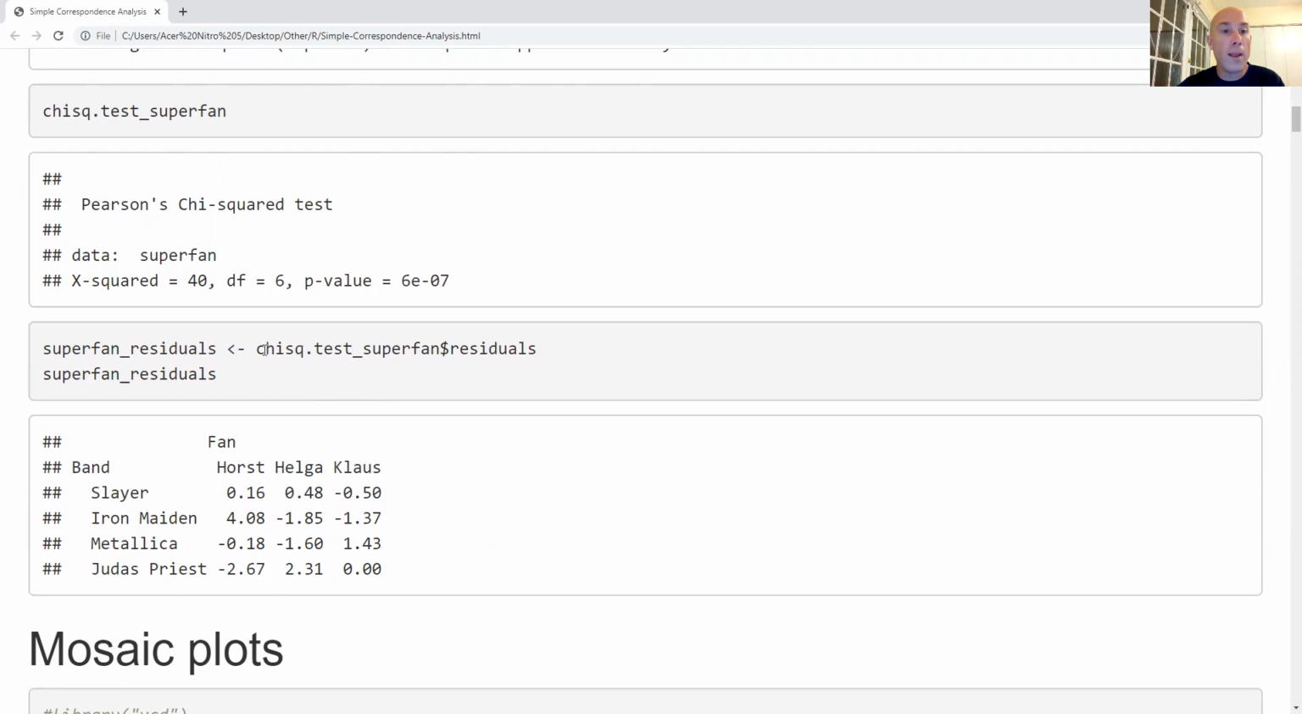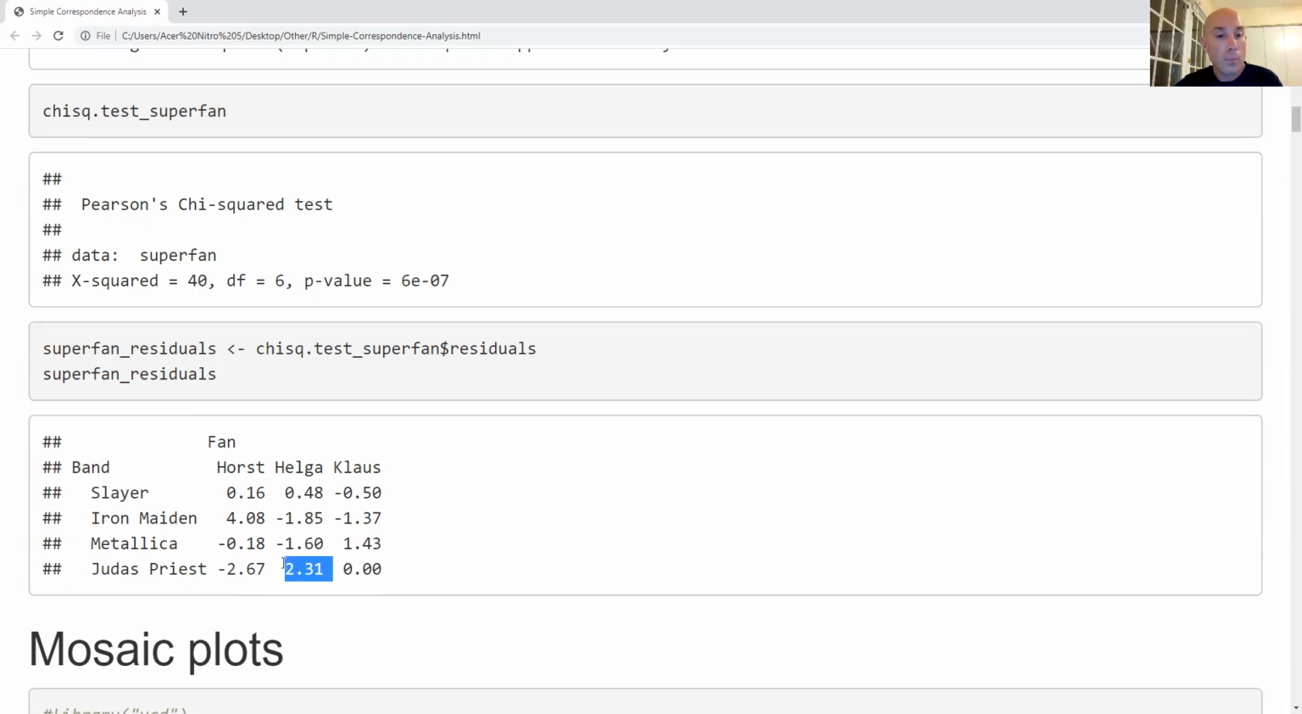So if I go ahead and extract the residuals from my chi-square test, we can take a look. Okay, all right, so what jumps out at me? Look at the biggest values first when you look at this situation. Iron Maiden and Horst was much greater than the expected value. Okay, and we see that Judas Priest and Horst was less than the expected value. And then Helga going to Judas Priest is much greater than the expected value. And then from there, they start getting smaller in magnitude.